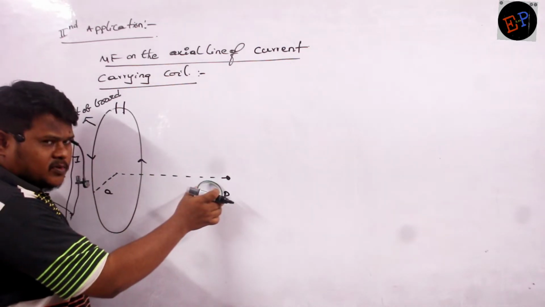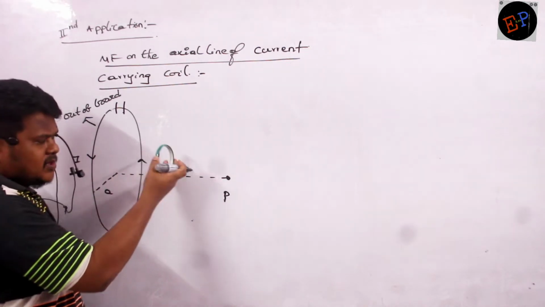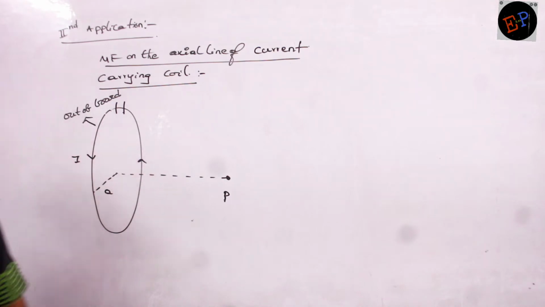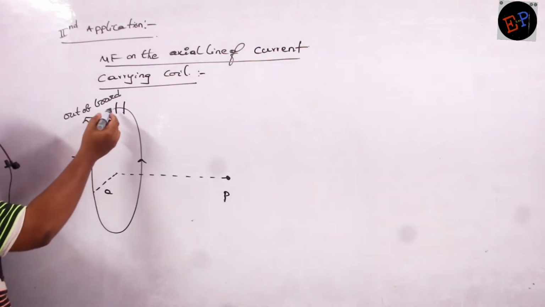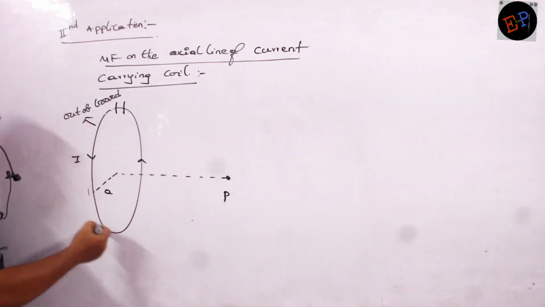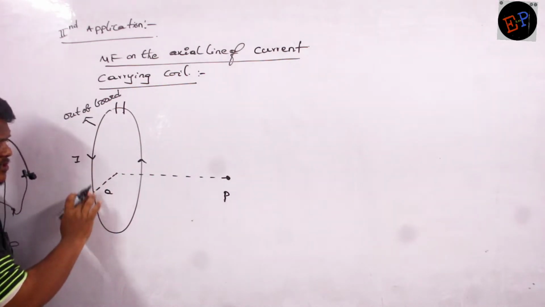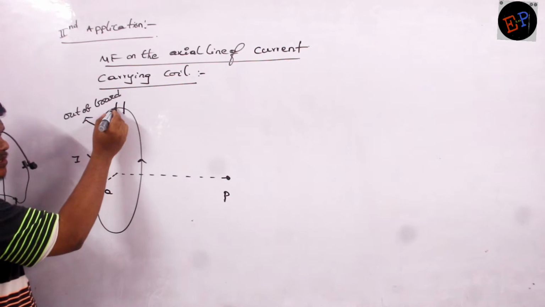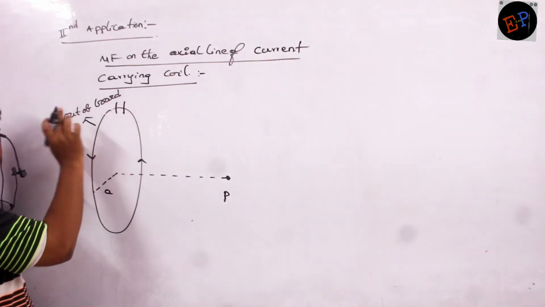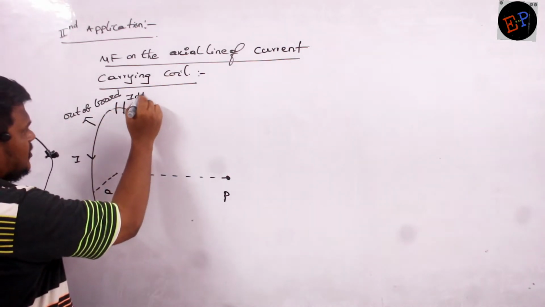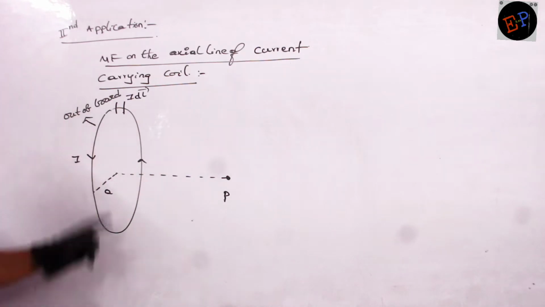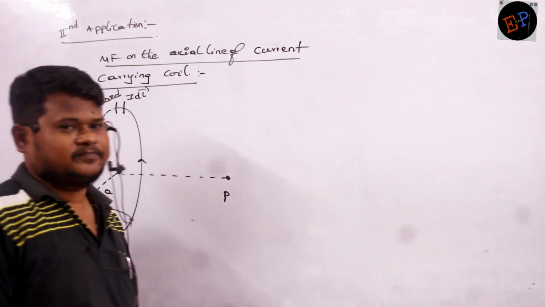The axis is present on the board. Half of the coil is inside the board, half of the coil is outside the board. I am considering this side of the coil to be out of the board. This is the coil out of the board, and current is flowing in this direction. Therefore, here I will take a small current element, I dl dash. Now can you say, what is the direction of I dl dash?